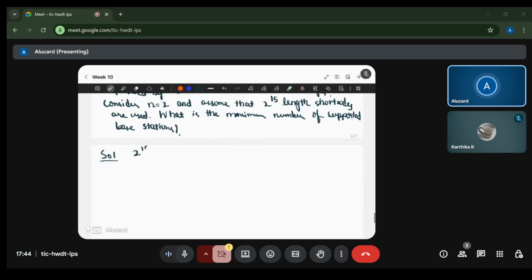There are 2 power 15 codes, and the base station separation is 64N, and that will be 2 power 15 by 64N, which will be the number of base stations. Substitute N is equal to 2 and you'll get your answer.